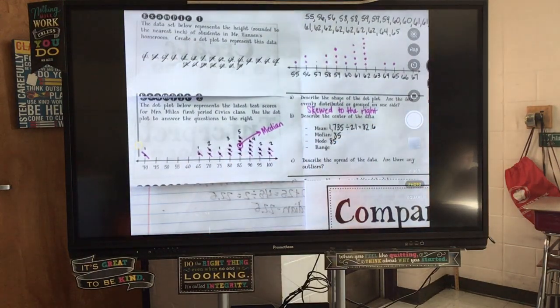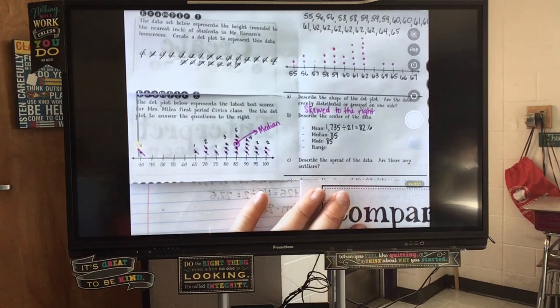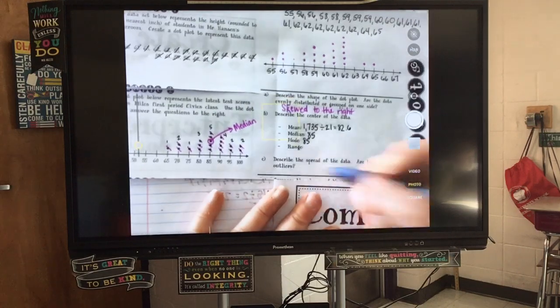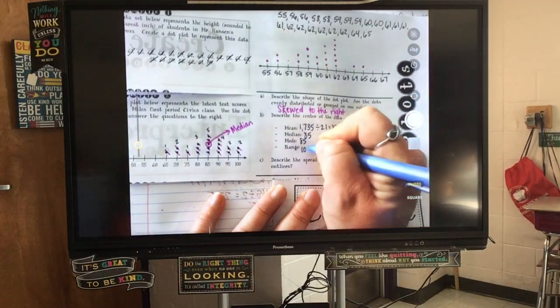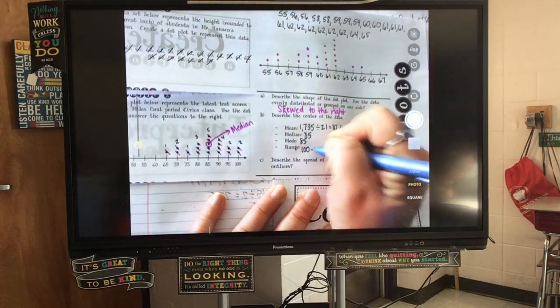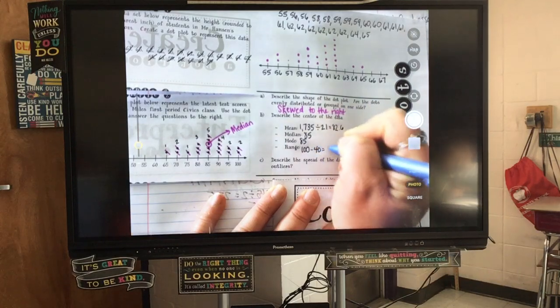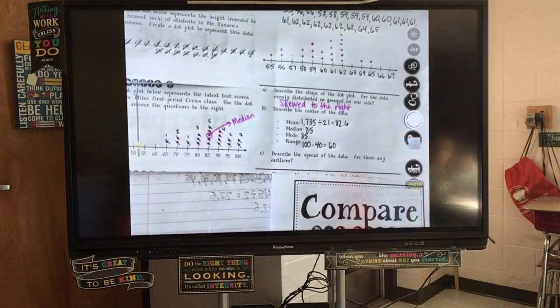All right, and then the range. How do we find the range? What do we do here? How do we find the range? Isabella. Okay, what's my biggest number? And what is my smallest? All right, so 100 minus 40 is going to give us 60.